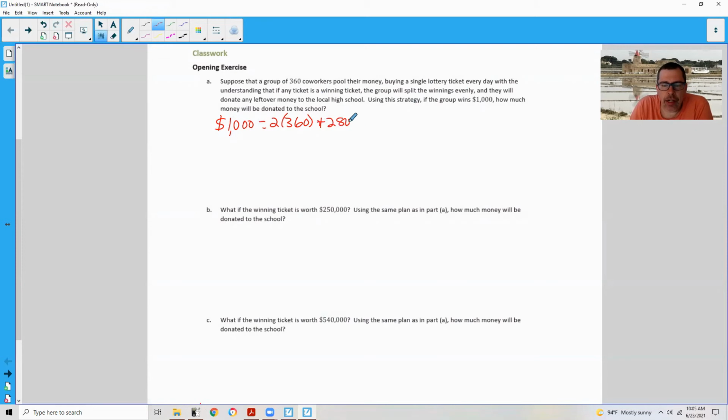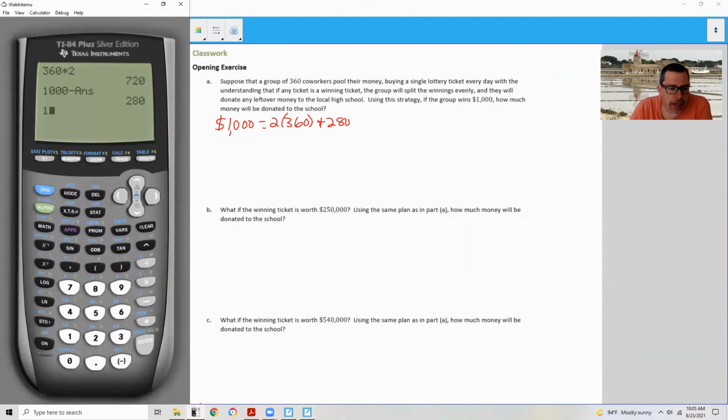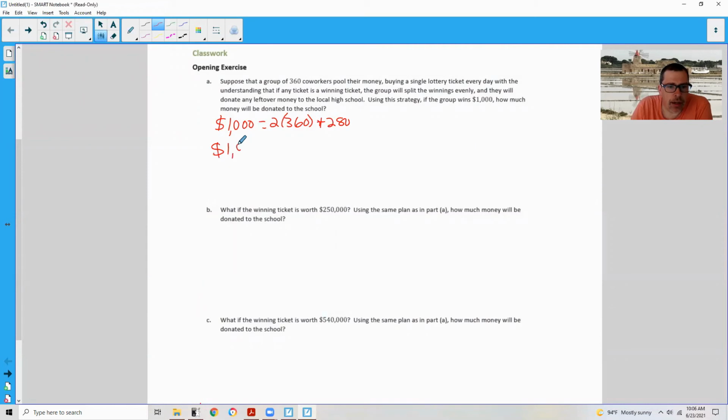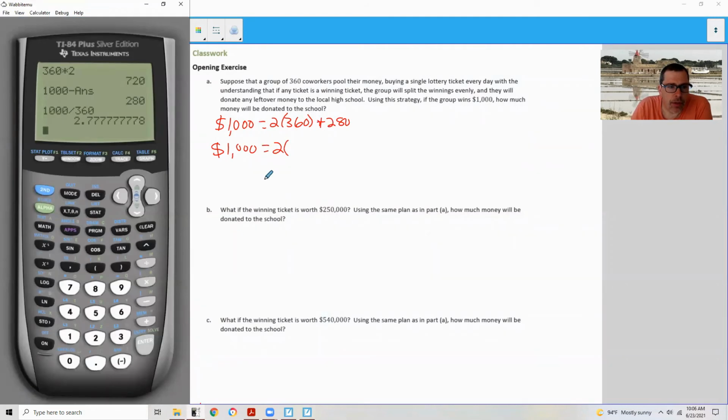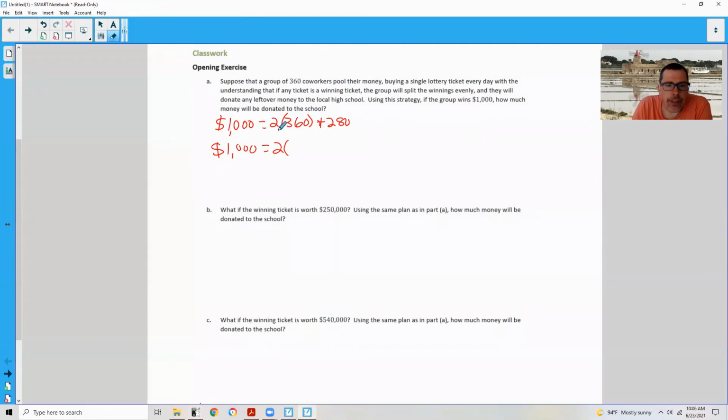So $280 will go to the school, and every participant will get $2. Okay, but if I do this a different way, and I say 1,000 divided by 360, that would be $2.77 each. So if we went down to pennies, $1,000 equals 2 times... not 2, struggling here. We have 360 participants.